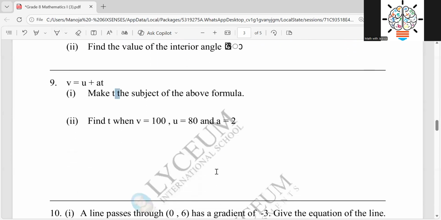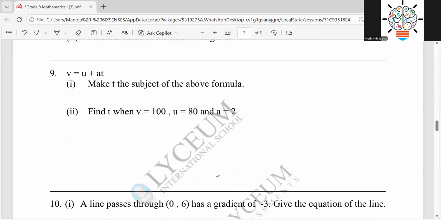Then we will move to the next one. They have given a formula and you want to make T the subject.